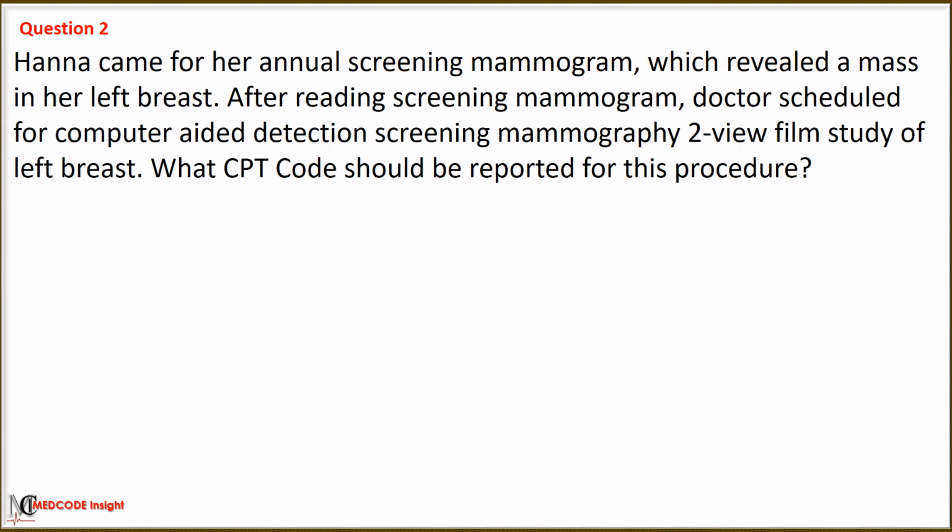Hannah came for her annual screening mammogram, which revealed a mass in her left breast. After reading the screening mammogram, the doctor scheduled a computer-aided detection screening mammography to view the film study of the left breast. What CPT code should be reported for this procedure? Option A with code 77066, option B with code 77065 along with modifier 50, option C with code 77067, option D with code 77067 along with modifier 52.